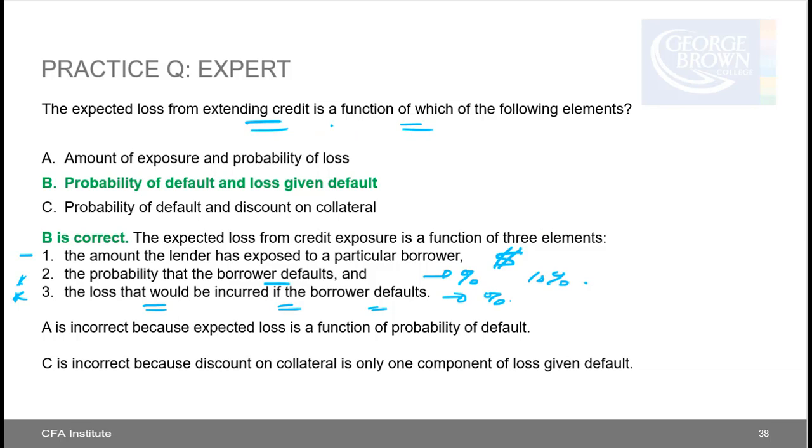So again, the expected loss from extending credit is a function of three elements. Number one, the amount the lender is exposed.